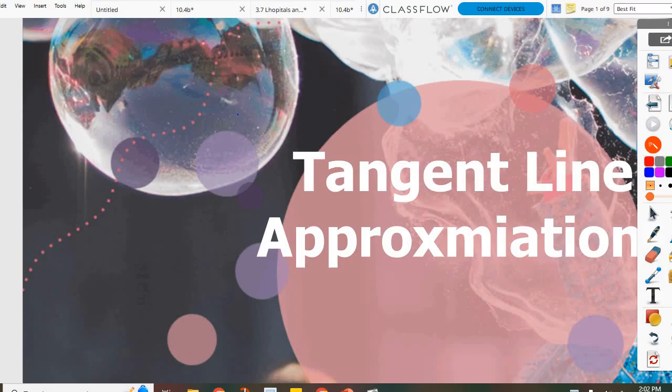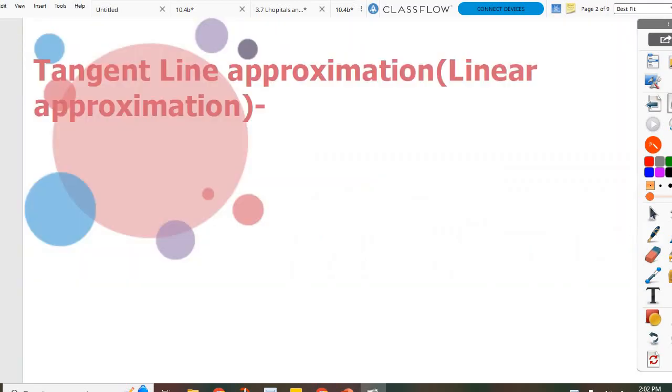Through all different types of applications that we can use for our derivatives. Our last type is tangent line approximations, which is also called linear approximations or linearization, and then also L'Hopital's rule.